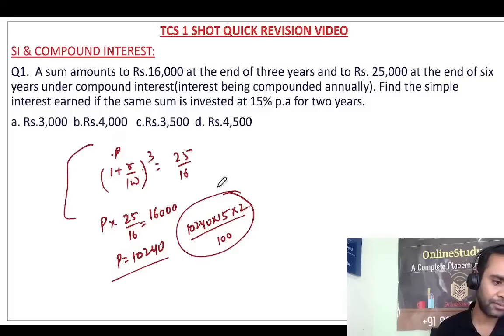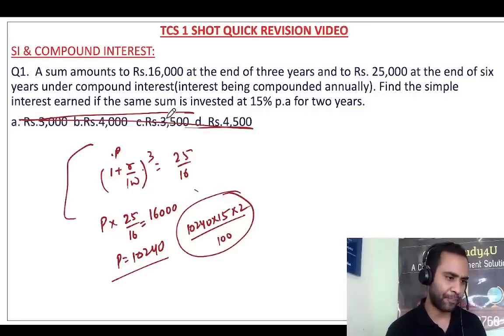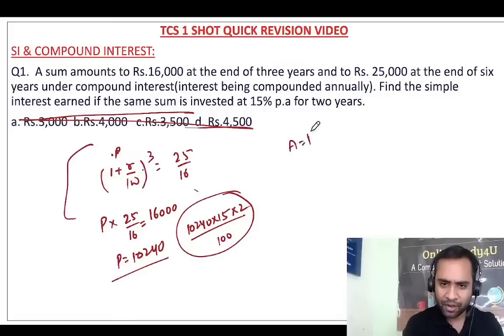Is it clear for everyone? Options are not correct. Leave it. While typing the questions, there might be some mistakes, since I am typing all the questions. Clear for everyone? A simple question. The only thing is to use this formula: amount will be equal to P into 1 plus R by 100.